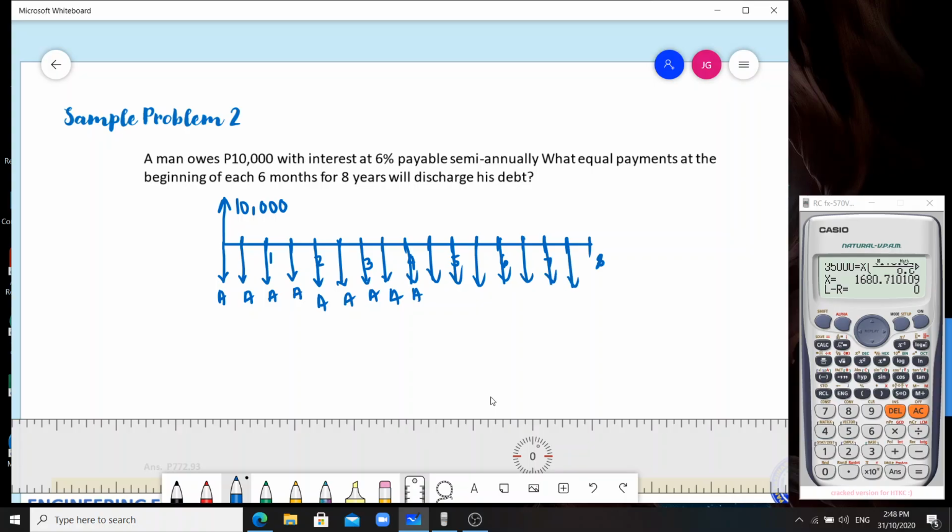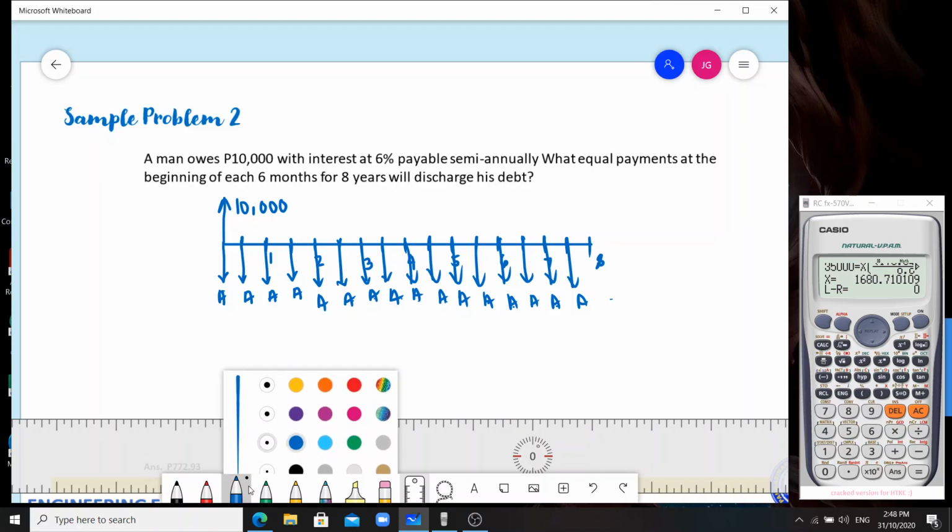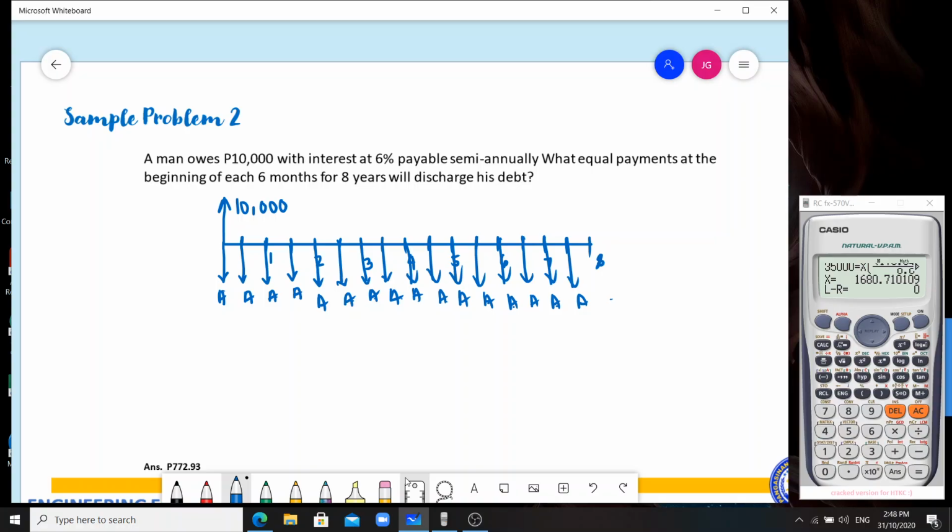Okay. Ilang payments yan? 1, 2, 3, 4, 5, 6, 7, 8, 9, 10, 11, 12, 13, 14, 15, 16. Okay. So, 16 payments. Ang hinahanap nito kasi meron siyang worth na, ang hinahanap is A, pero ang given niya is present worth. So, malamang ang gagamitin nating formula is yung present. Okay, paano na natin gagawin yun?